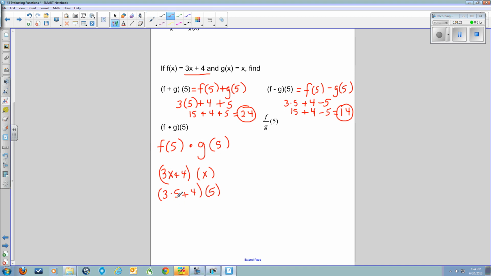Well, 3 times 5 is 15. 15 plus 4 is 19. So I'm going to be saying 19 times 5. So that will give me 95.